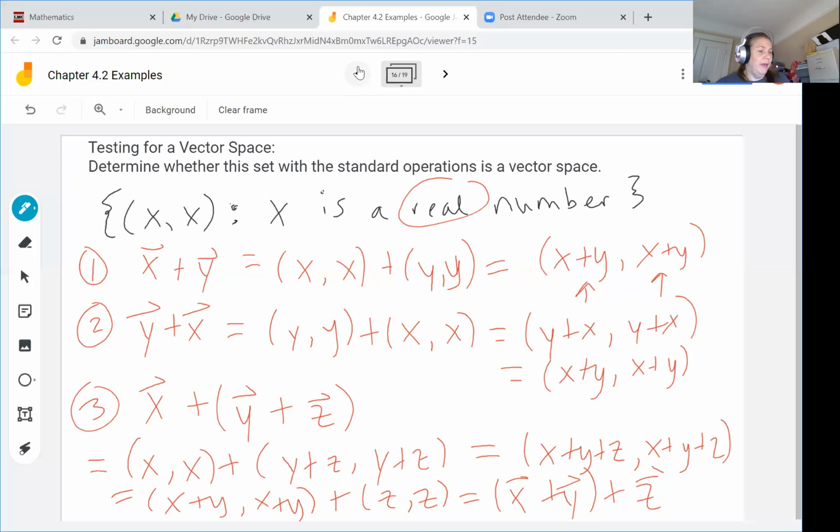So in some of the group discussion problems, I'll have you check to see if spaces or sets are vector spaces or not. So you'll check the axioms and see if you can find a contradiction to show that the set is not a vector space, or you'll verify that all 10 axioms hold.